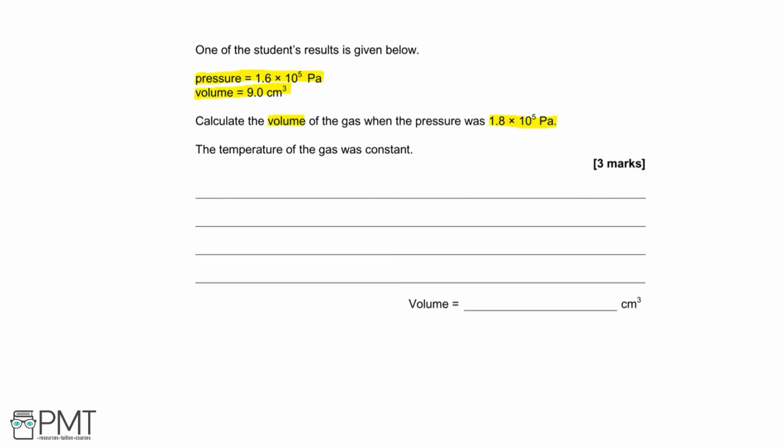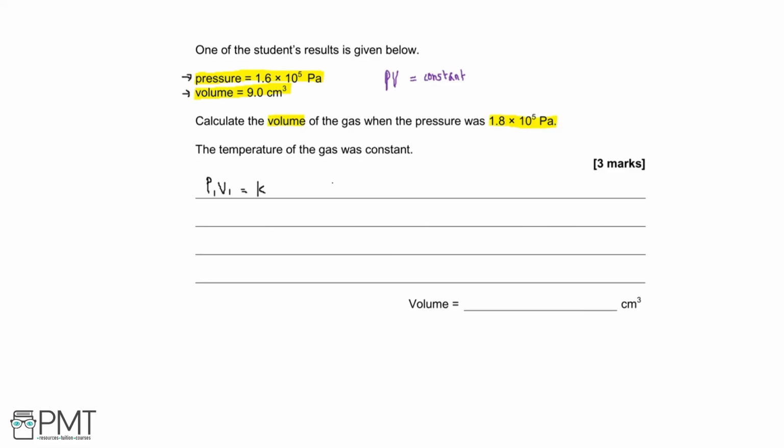To work this out, what we need to do is use a formula that is on the data sheet, and that is that PV equals constant. That means that pressure times by volume for a gas is a constant, and we use this to work out what the volume of the gas was. So if we rewrite this as P1 V1, so this is our initial pressure and our initial volume, equals a constant which we'll call K.